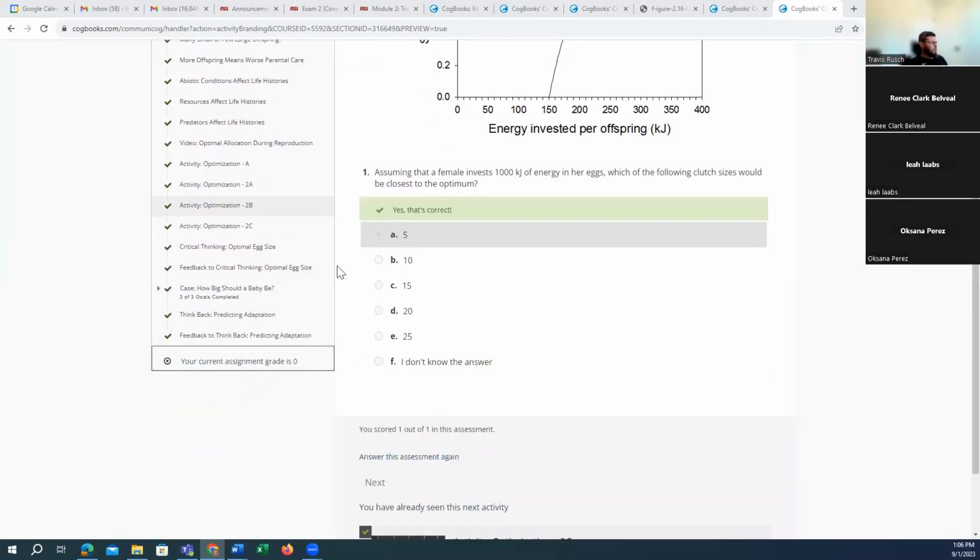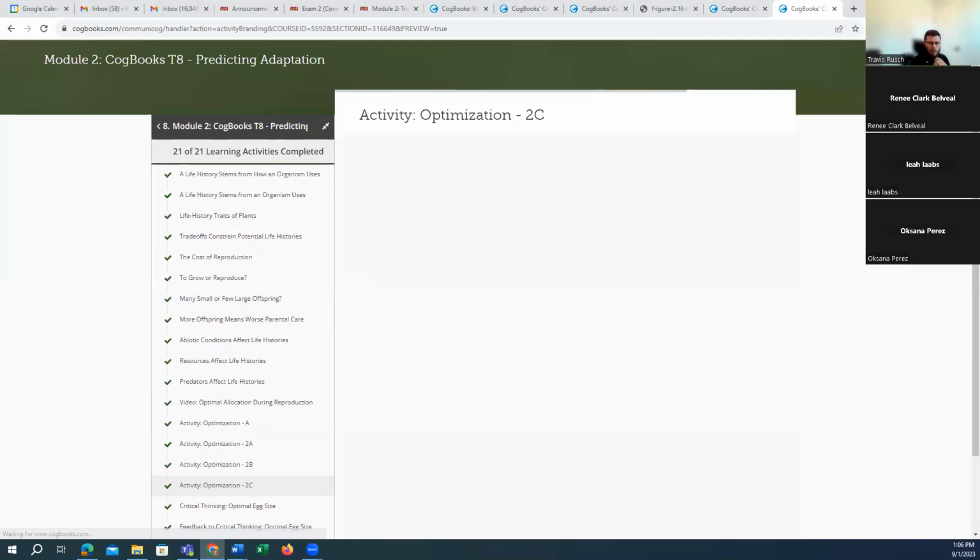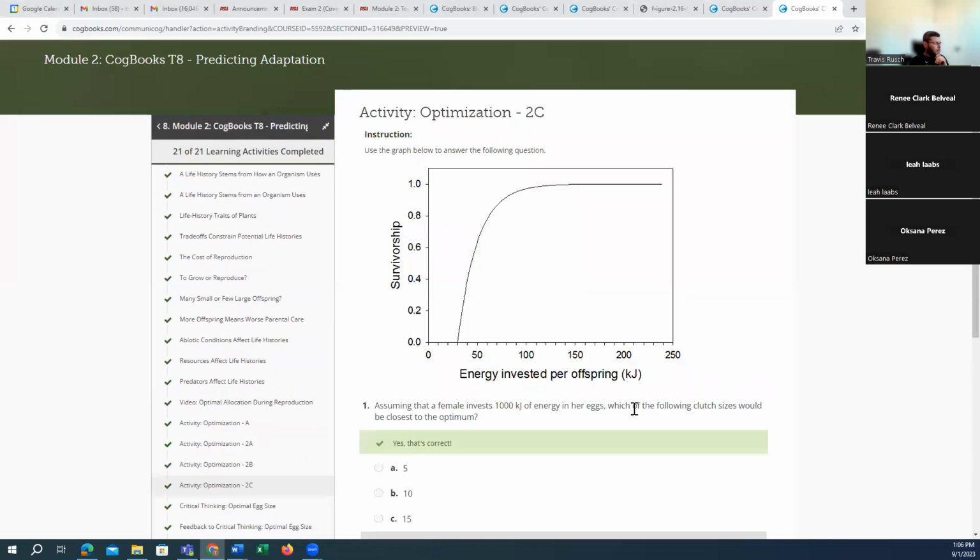Okay. What is the last one? So again, this is a similar idea. You have 1,000 kilojoules of energy again to invest in the eggs. Which of the following clutch sizes would be closest to optimum? So where would we think the inflection point might be on this line?